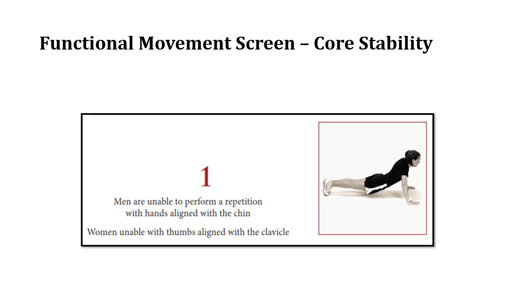A 1 is that they're unable to do it at that new position, for females at the clavicle, males at the chin height, and a 0 would be that they perform the action, however it's painful.